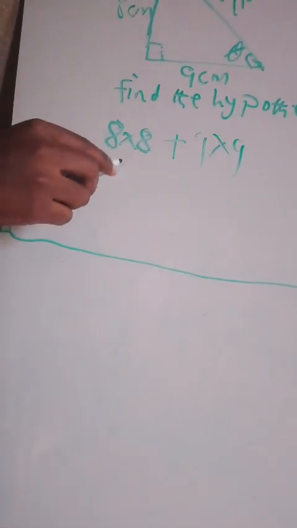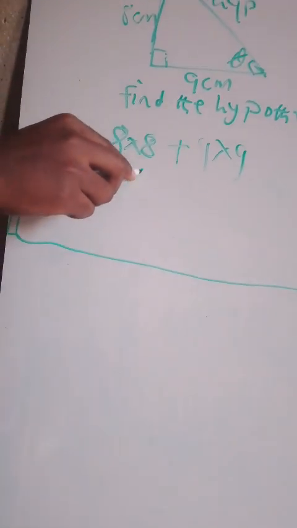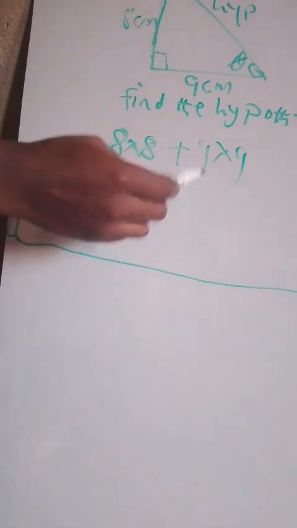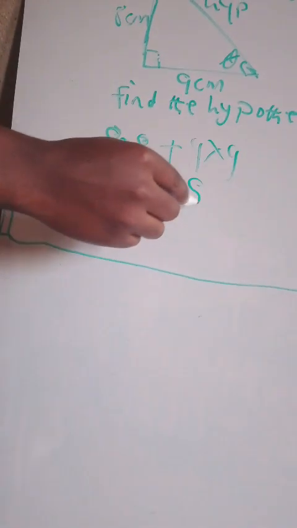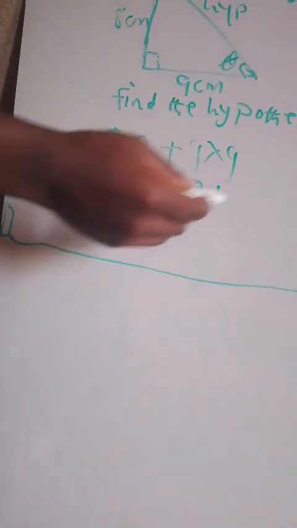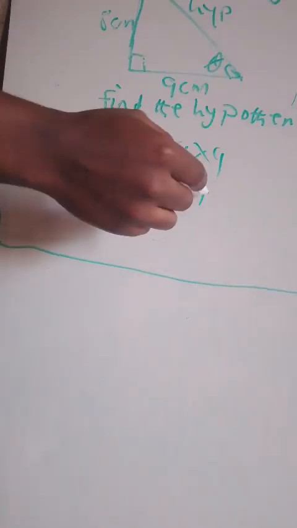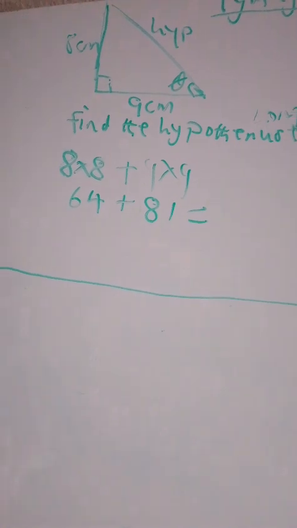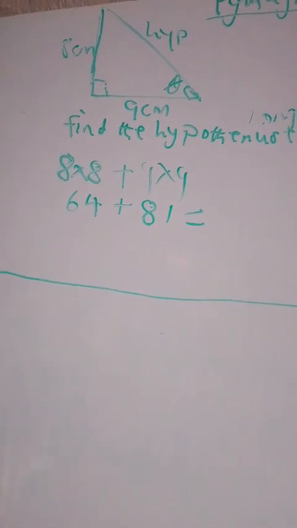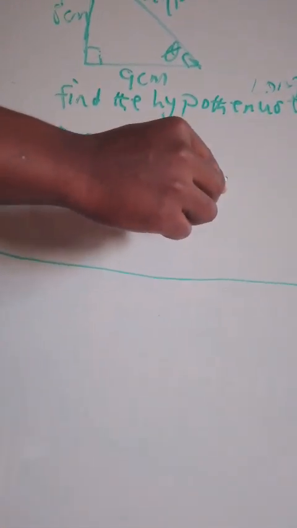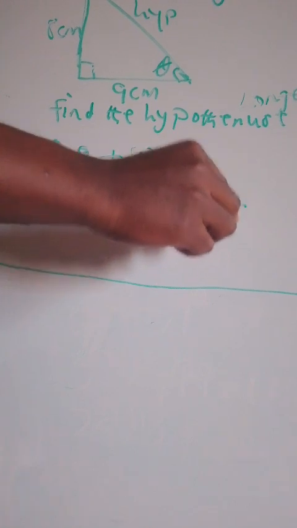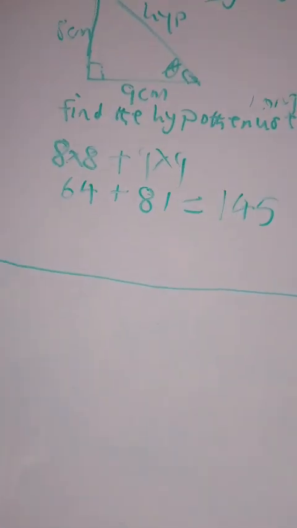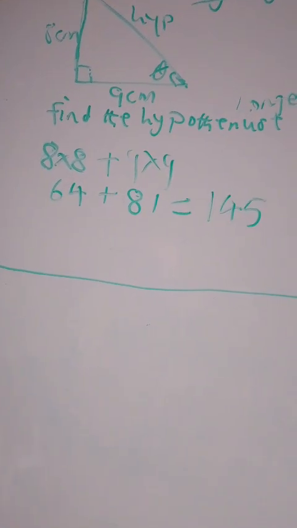So 8 times 8 is 64. Plus 9 times 9 is 81. Then you add it together. You add it with your calculator or use your head to solve it. You are going to get 145. But this is not the final answer.